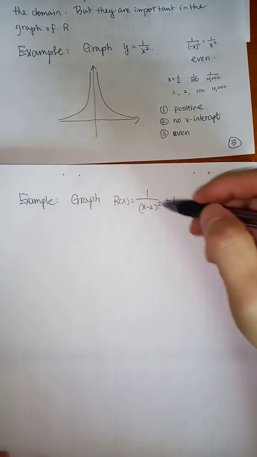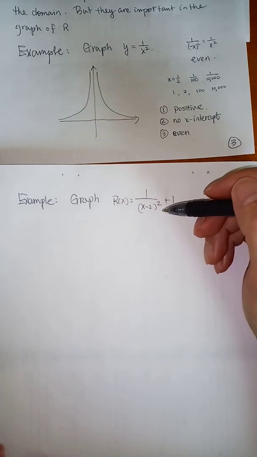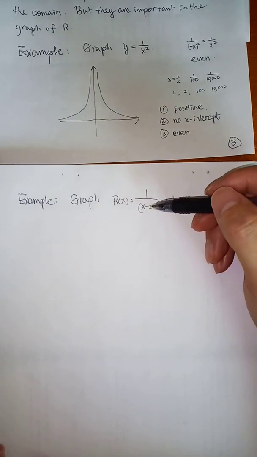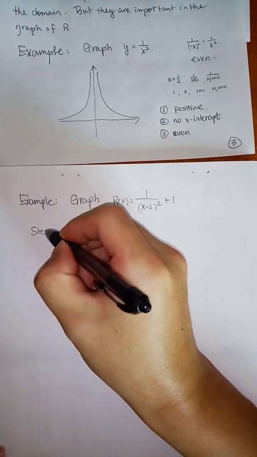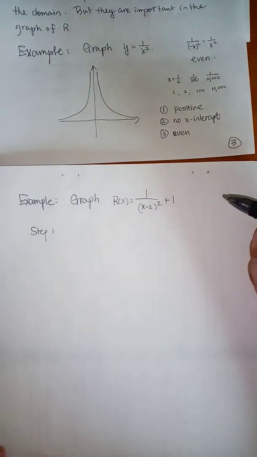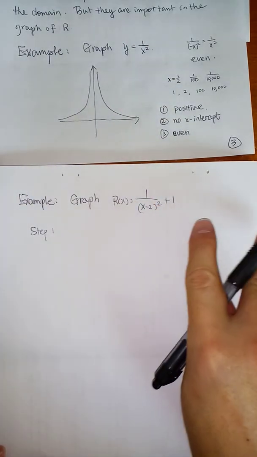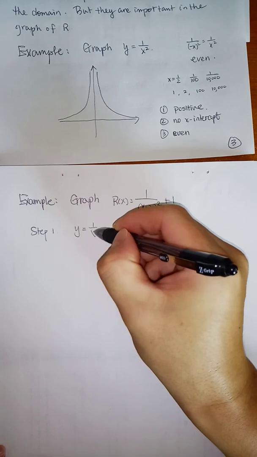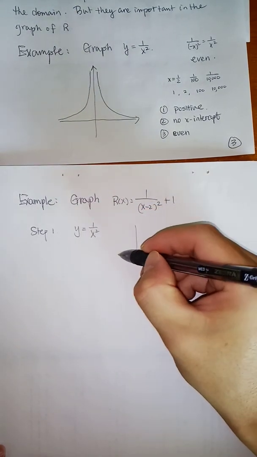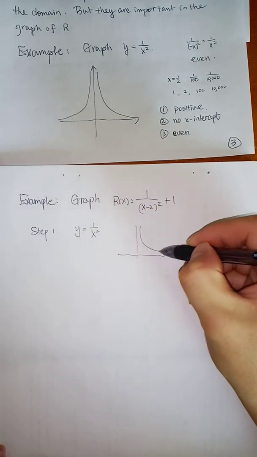So to graph this rational function, we need three steps. Step 1, we sketch the graph y equals 1 over x squared. We know what it is. It's like this.